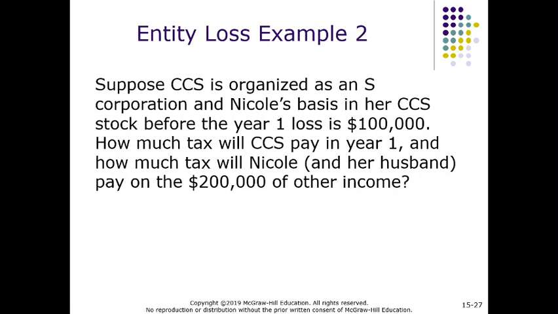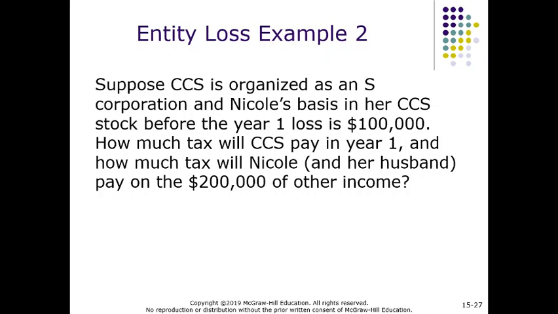Okay, so here we go. Entity loss example number 2. Suppose CCS is organized as an S Corp and Nicole's basis in her CCS stock before the year 1 loss is $100,000. How much tax will CCS pay in year 1, and how much tax will Nicole and her husband pay on the $200,000 of other income?